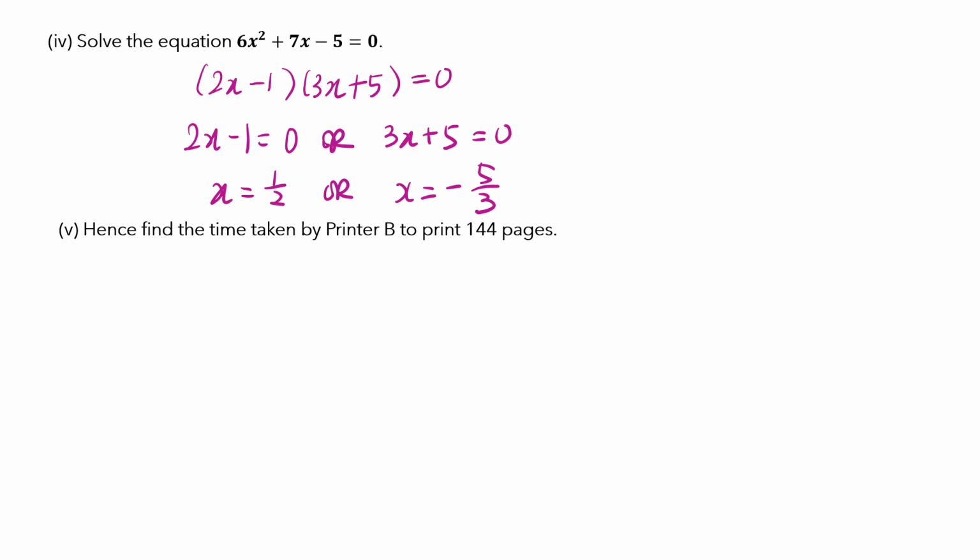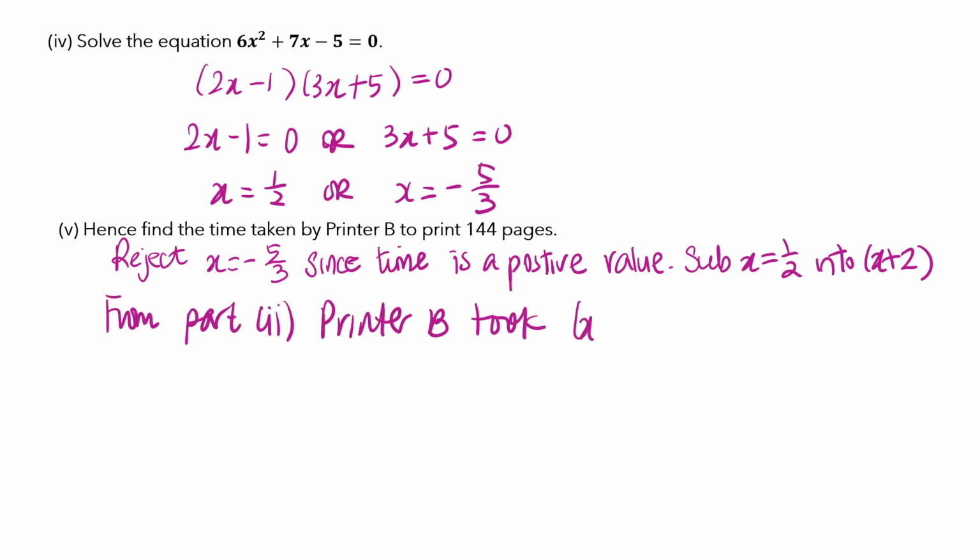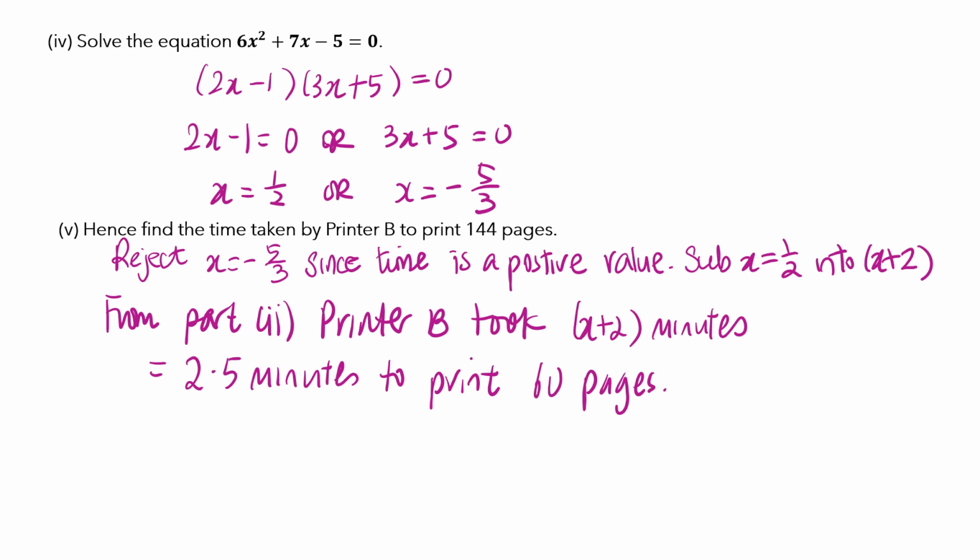So let's go back to what x represents. x represents the time taken, right? So we have to reject x equals negative 5 over 3 because time is a positive value. So we need to substitute x equals half, half a minute, into x plus 2, because from part 2, printer B took x plus 2 minutes. So that will give you 2.5 minutes.